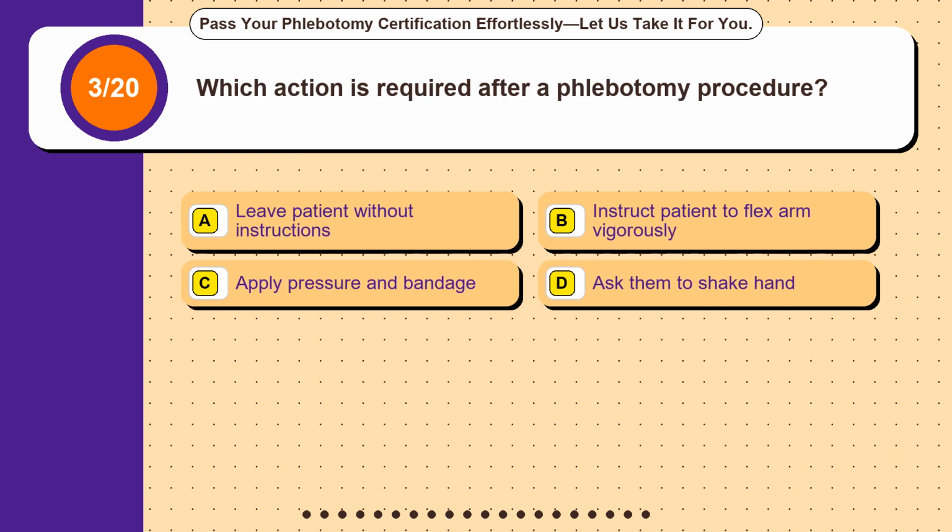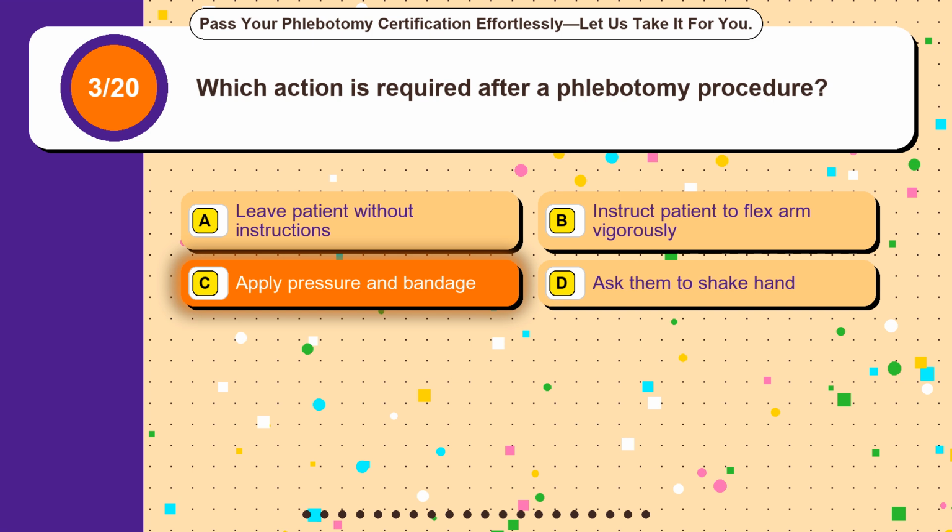Question 3. Which action is required after a phlebotomy procedure? Option A, leave patient without instructions. Option B, instruct patient to flex arm vigorously. Option C, apply pressure and bandage. Option D, ask them to shake hand. The correct answer is option C, apply pressure and bandage.